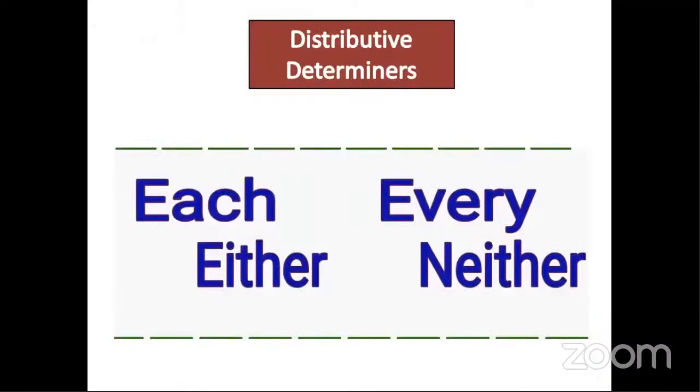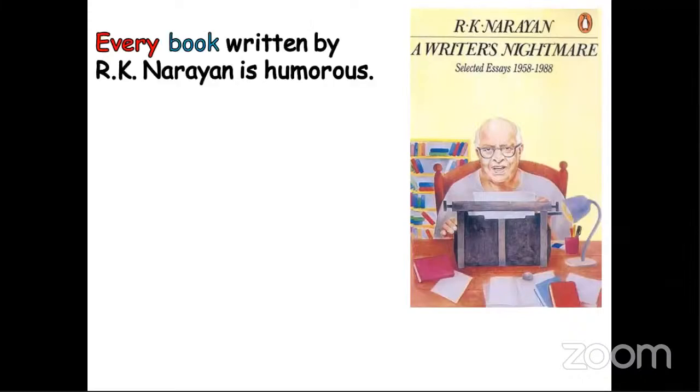Now let us look at distributive determiners. What is the function of distributive determiners? So we will have words like each, every, either, neither. So I will take just one example. Every book written by R.K. Narayan is humorous. Now in this sentence, every is a distributive adjective.